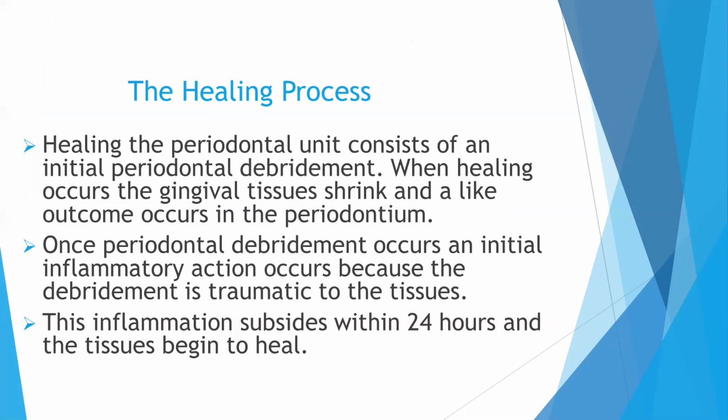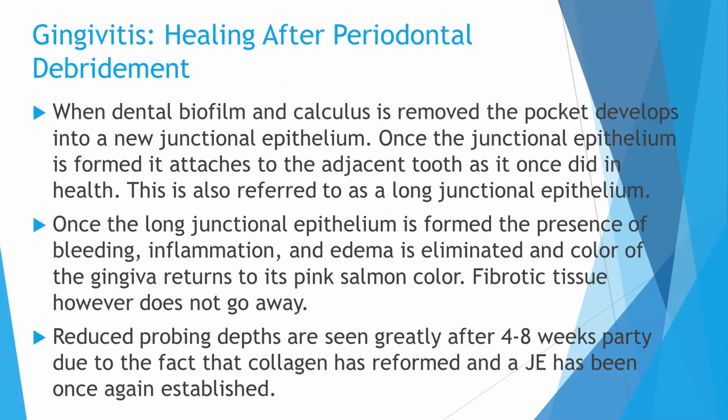So the healing process of the periodontal unit consists of an initial periodontal debridement. That's what we do. And when healing occurs, the gingival tissue shrinks, and outcomes then can be assessed. Once periodontal debridement occurs and an initial shrinkage happens, you need to wait a little while before you start probing and interrupting those things, because the inflammation might subside within 24 hours. The tissues begin to heal, but you don't want to disrupt that long junctional epithelium from taking place.